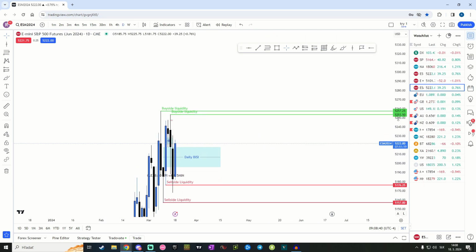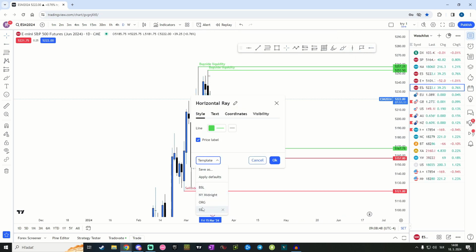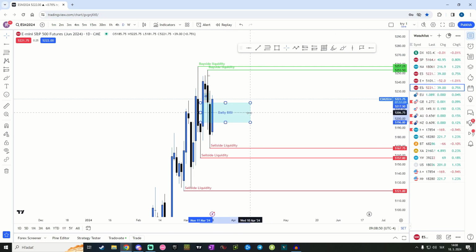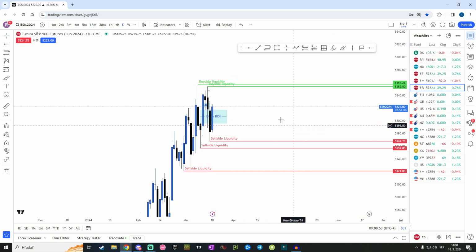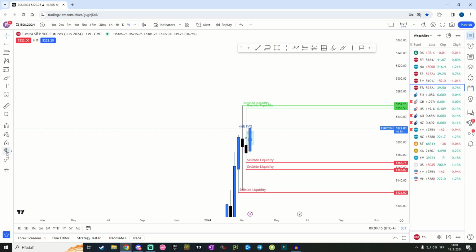The sell side liquidity is no longer valid. This is no longer valid. Let me delete this. So we are trading inside the daily BC right now. And we have made a swing high here. We have traded back up, almost respecting the 50% of this daily wick. And then we have traded down again. And now we are trading back up and also inside this daily volume imbalance. Let me go back to the weekly chart.